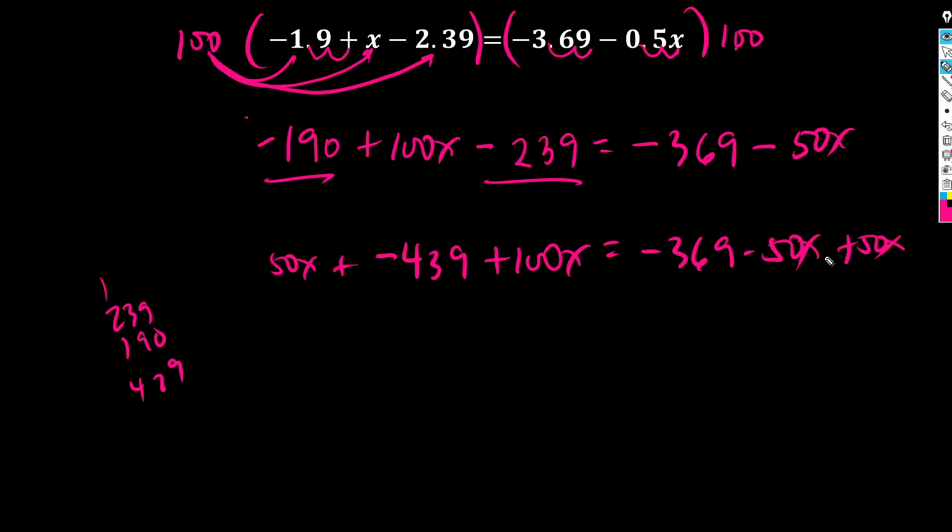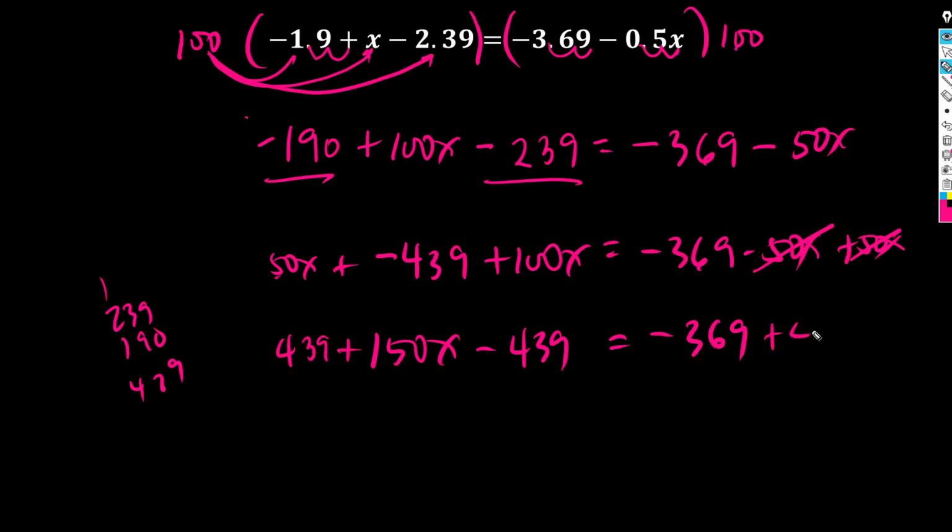50x to eliminate the negative 50x on the right, leaving me with minus 369 on the right, and 150x on the left. Andyan pa rin yung minus 439 natin. Okay? And then what? We add 439 to both sides of the equation. 439. Tanggal sa kaliwa. That's 150x on the left.